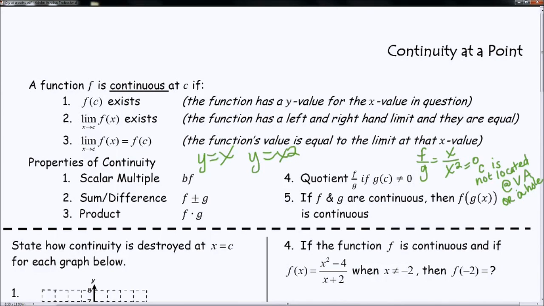Number 5, if f and g are continuous, then f of g of x is continuous. So this is our composite function. If I plug g of x into f, so g of x is x squared, then my f is continuous, my g is continuous. If I plug one function into the other, then that composite function is also continuous.